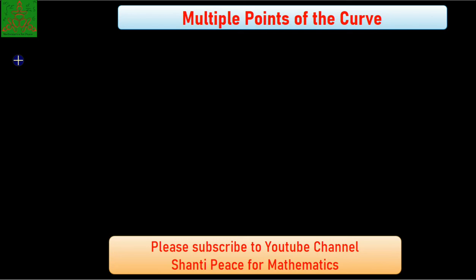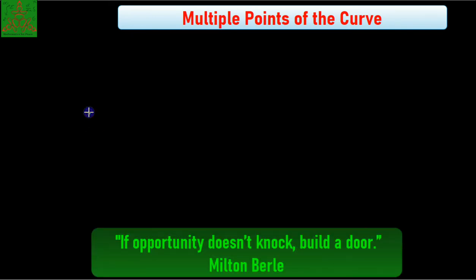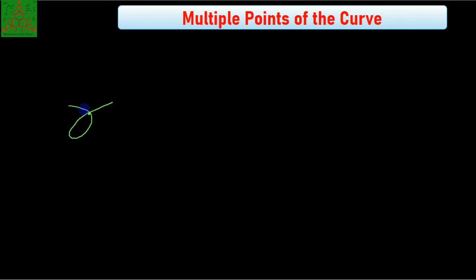Multiple points are the points of the curve where more than one branch of the curve is passing through that point. For example, if this is the point and two branches of the curve are passing through it, it may happen that there is another branch also passing through this point. Suppose the curve is like this. Then this point P is called a multiple point.